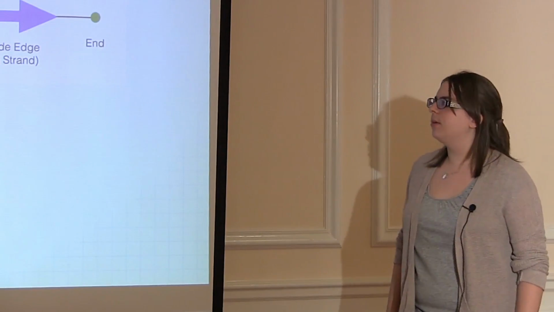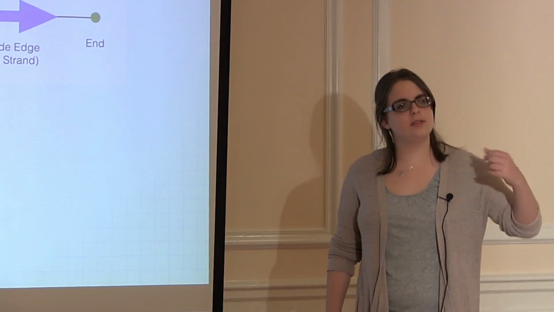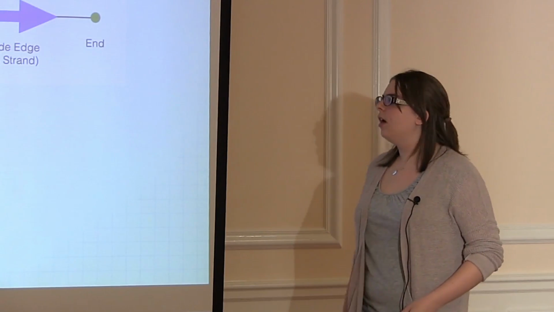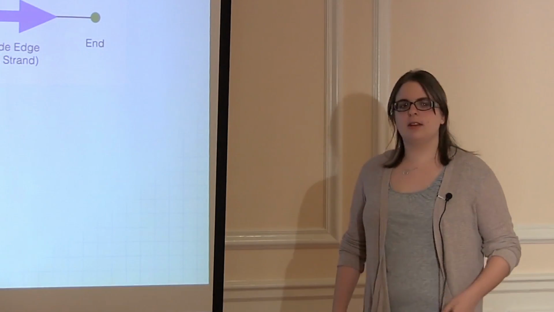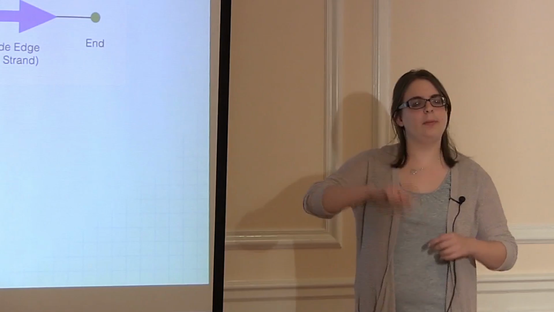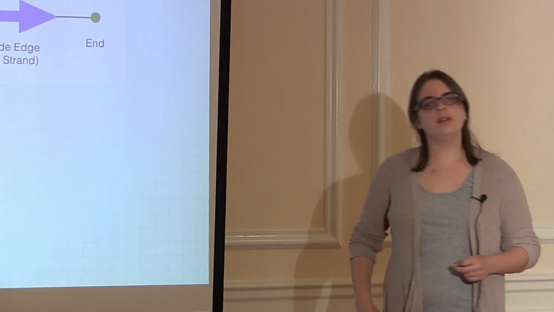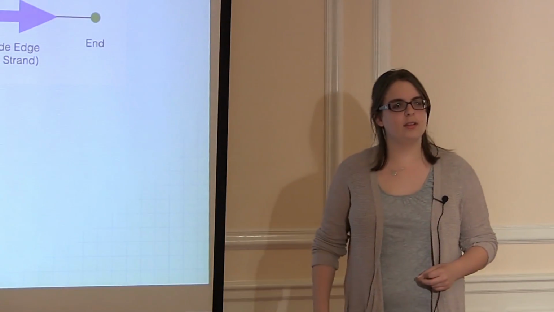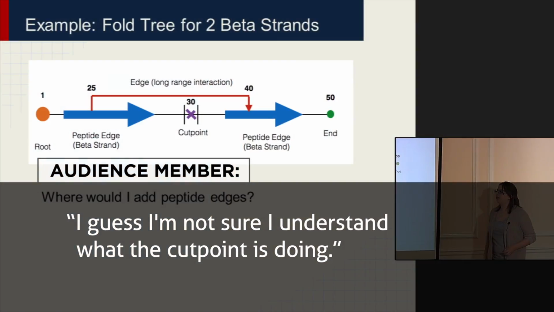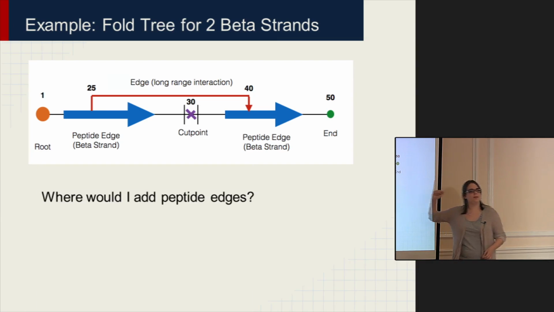The root is where you're starting your folding. So if you were to fold from N to C, the cut point is a discontinuity. Also keep in mind that between those two beta strands, there's probably a loop. I guess I'm not sure exactly what the cut point is. Yeah, so the point of the cut point is, if you add this jump edge, think about, actually, yeah, I can draw this.